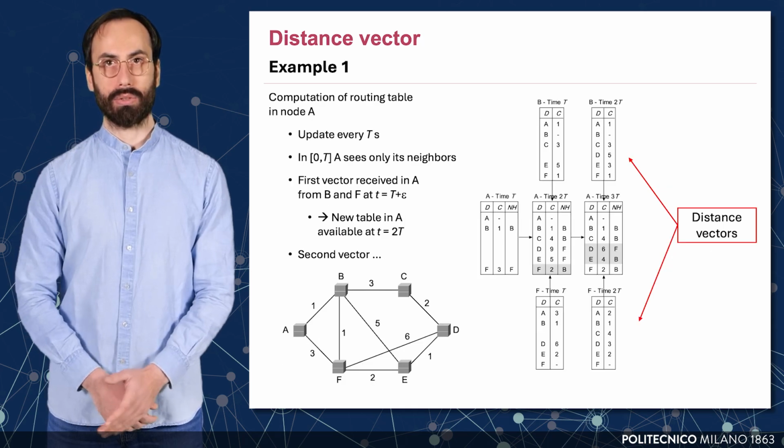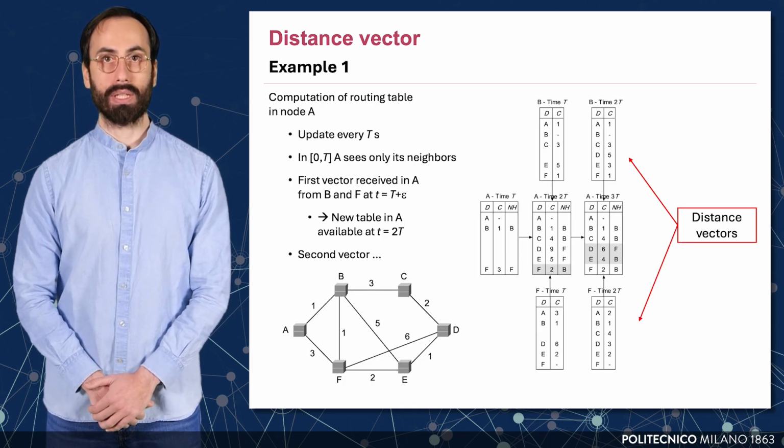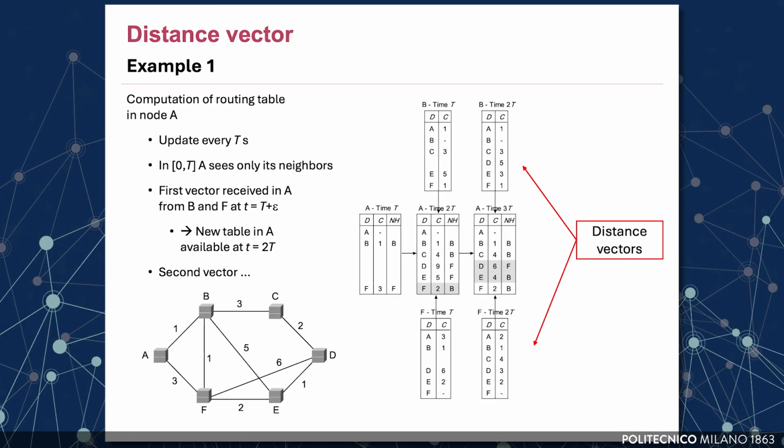This example illustrates the dynamics of distance vector routing using node A as an example. At time 0, A only knows the cost to its immediate neighbors, B and F. After one period t, it receives the distance vectors from B and F. It adds the cost to reach B or F and uses their advertised distances to update its own table, which is now available at time 2t.